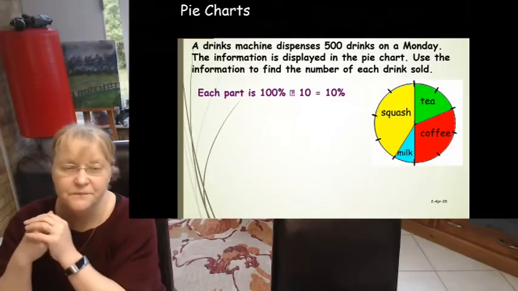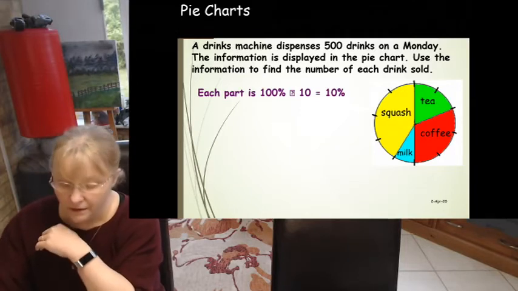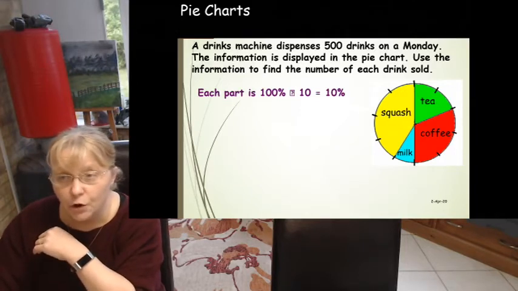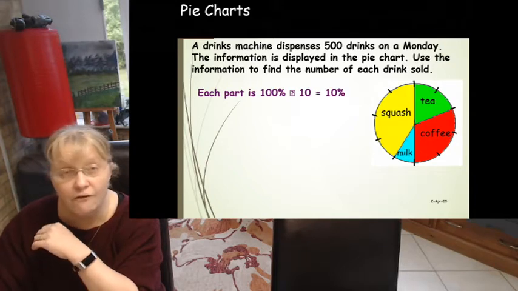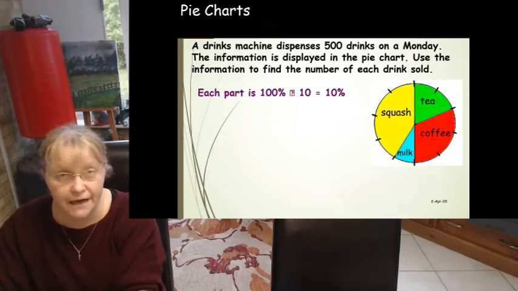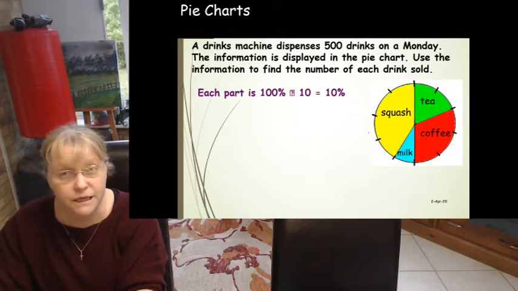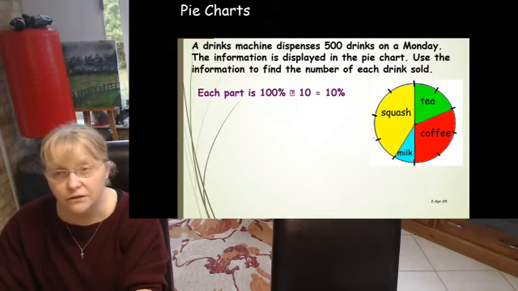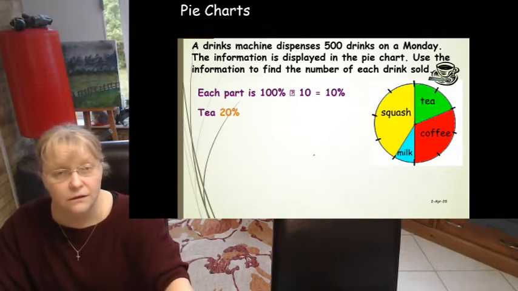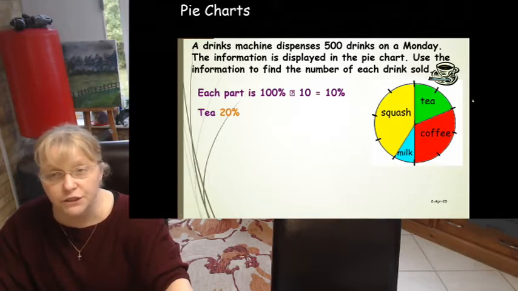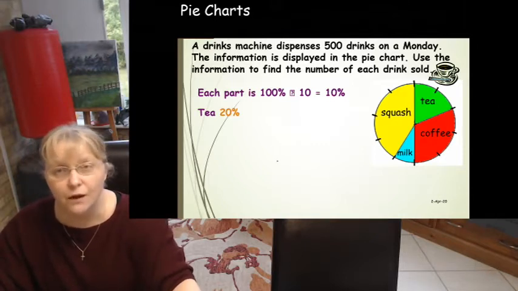Welcome back. As you can see, the chart is cut into 1, 2, 3, 4, 5. So altogether 10. So 10 parts of it represents 100%. Now if we know that 500 drinks is the whole circle, then T is 2 parts, which is 20%. So we have to work out what is 20% of 500.